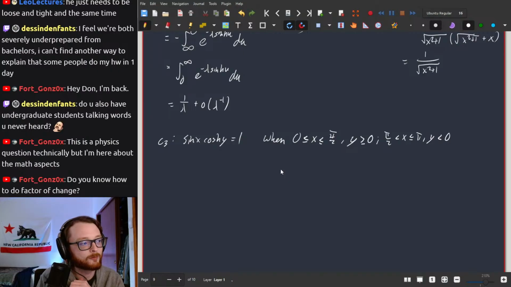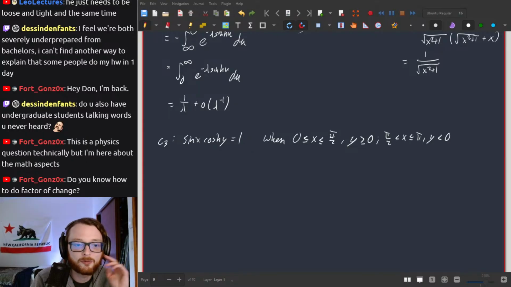How to do factor of change? It's a little bit vague. I don't know what that is. Or that could be a lot of things. Oh, maybe that's a specific thing in AP Physics? Or just in physics?